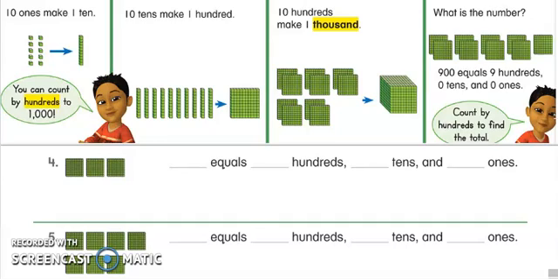Hello everyone. In this lesson, you will be able to understand place value and count by hundreds.